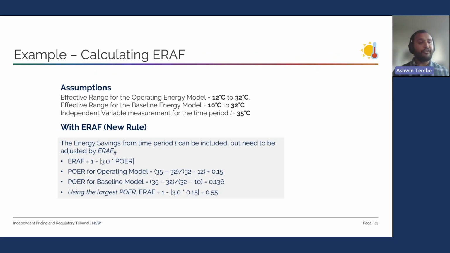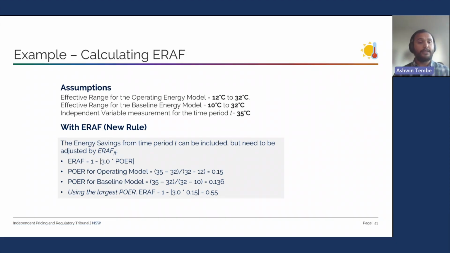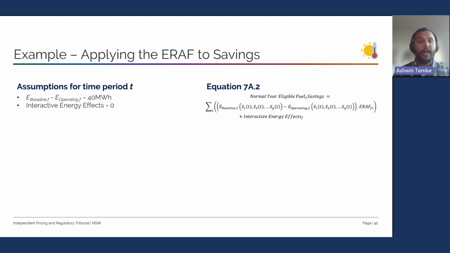You'd start by calculating the POER based on each of those models. So using the equations from the last page, we put them into this equation in dot points 2 and 3. And we can see that the POER for the operating model is larger. So that's the value that we use when we're calculating our ERAF value. And we get an ERAF of 0.55.